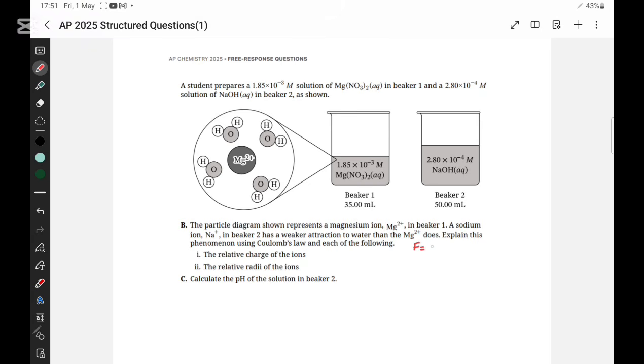Coulomb's force of attraction is equal to K Q1 Q2 divided by R squared. That means force is directly proportional to the product of charges and inversely proportional to the distance between the ions. So one thing, if we compare magnesium plus 2 and sodium ion, magnesium plus 2 has the smaller ionic radius. Why does it have smaller ionic radius? Because it has plus 2 charge.